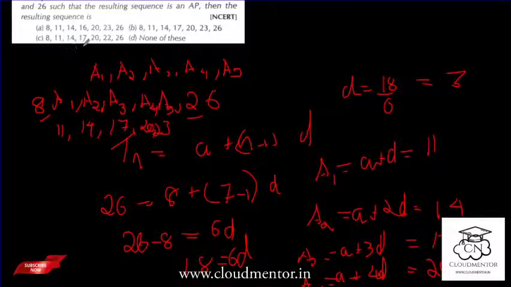8, 11, 14, 17, 20, 23, 26. So I think option B is the right answer. Option B is the right answer. So that's it.